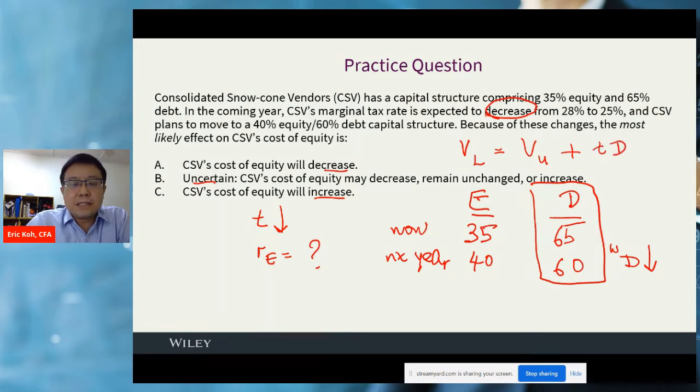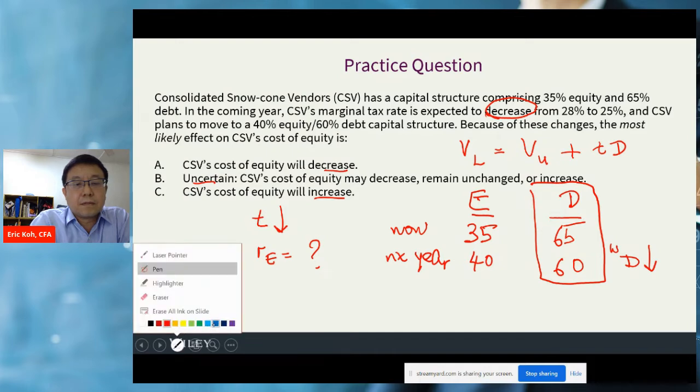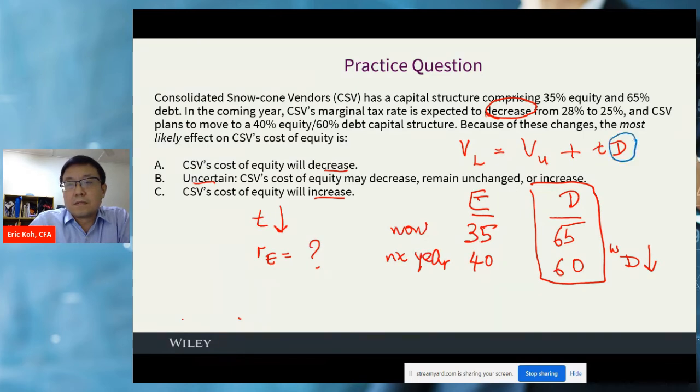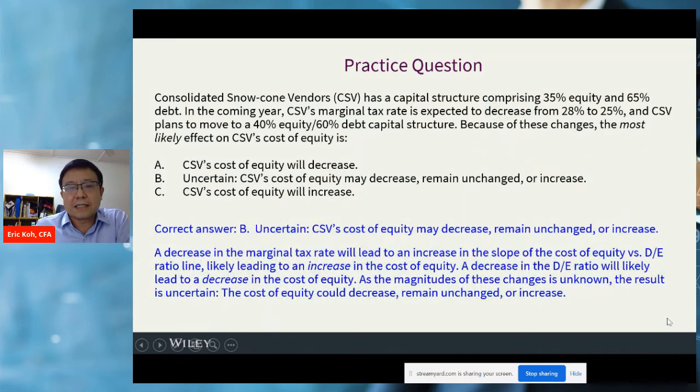So now the problem is the D may potentially come down. So if the proportion of D comes down, there is a risk that VL may come down. But at the same time, you also notice that the tax rate has also come down. Okay? So we do not know which impact will offset which. If the tax rate were to go up, of course, the value add will increase. Okay? So the answer is that there is uncertainty.